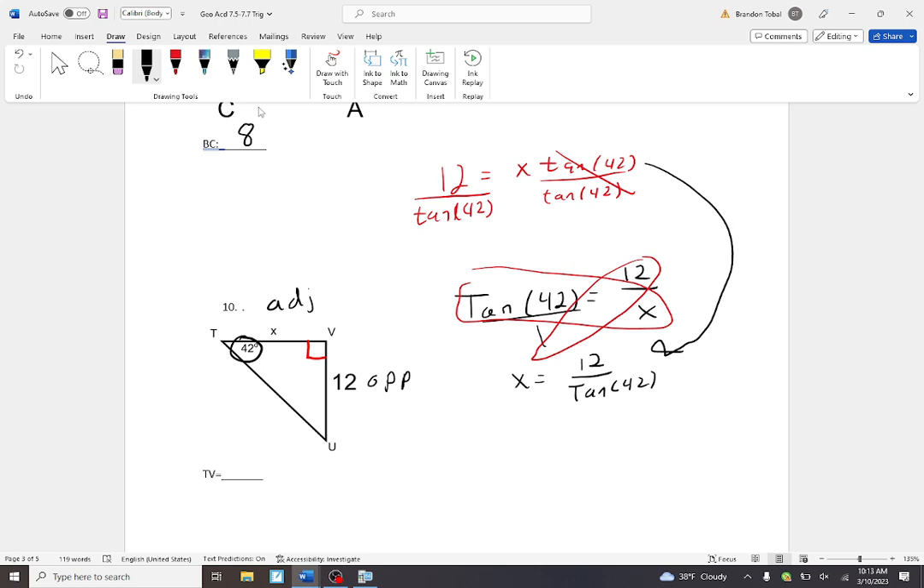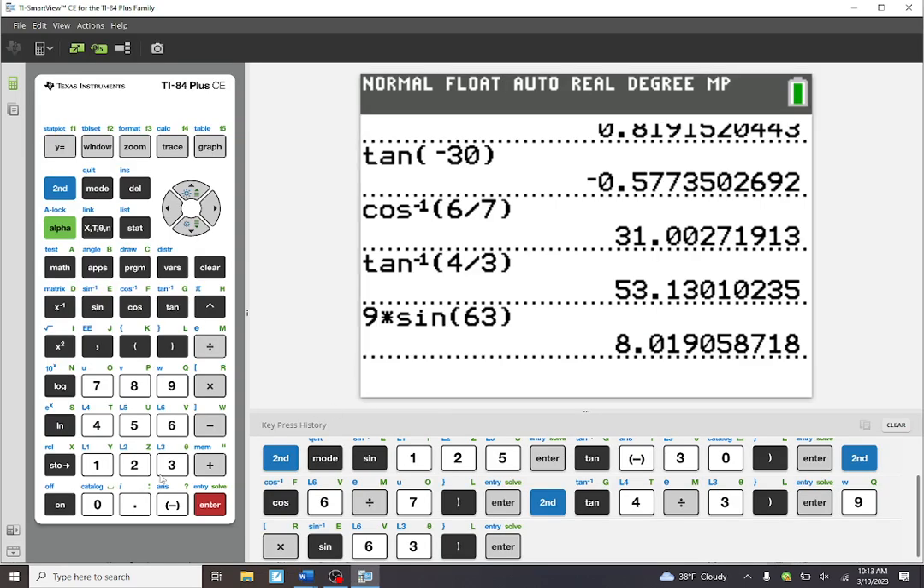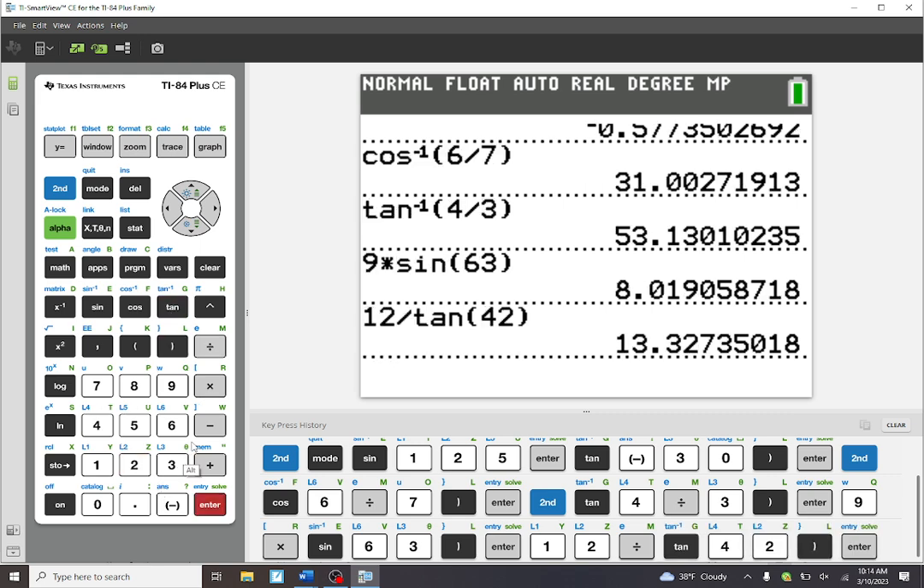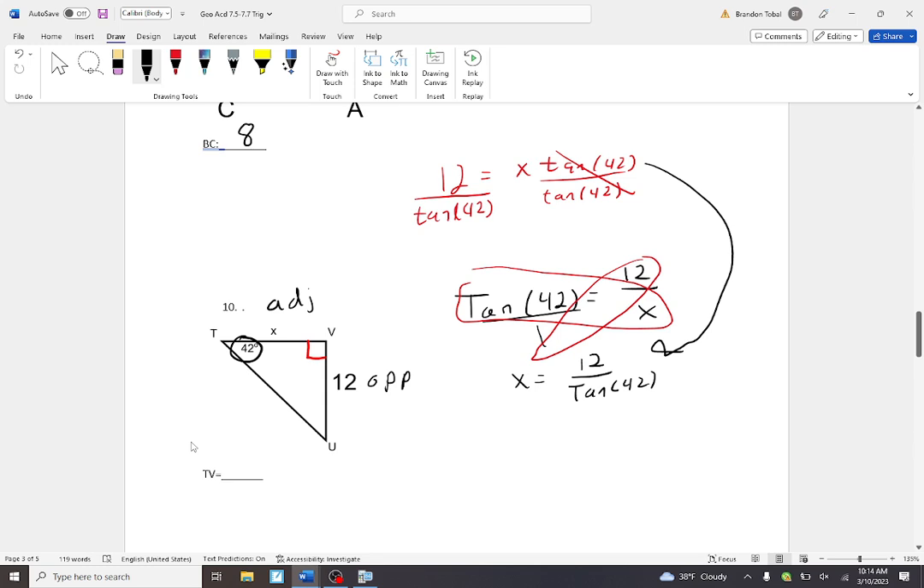Do you feel like you understand a little bit more, like why you do this? On this one, everything else I'm perfectly fine with. That's the one that's just a little confusing. So 12 divided by tan 42. Why is it divided and not multiplied? In the red, I cross multiplied. What's the difference between this one and the one before?